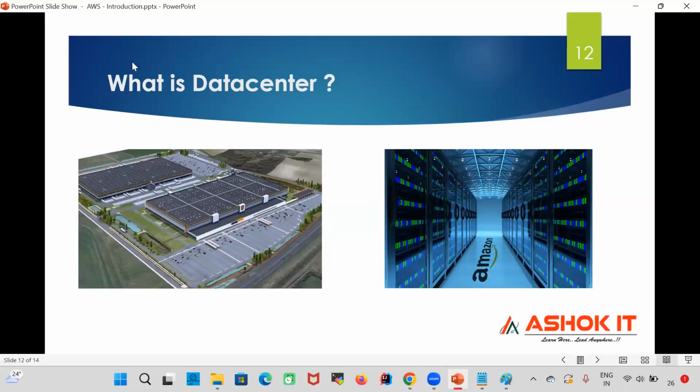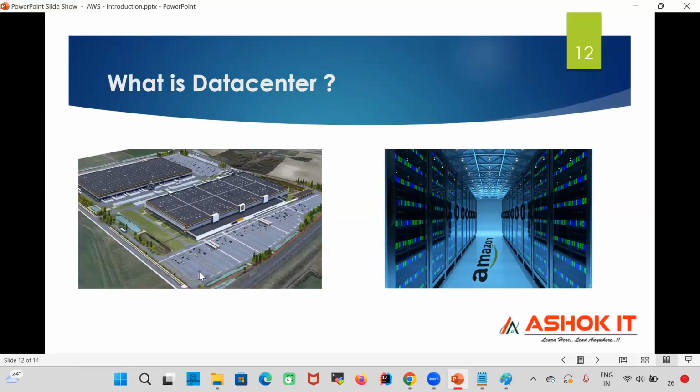AWS has data centers like this. What is a data center? A data center is nothing but a building which will contain AWS infrastructure. AWS gives us computers, databases, network, storage and security. How does AWS manage all that? That's where the data center comes into the picture. A data center is nothing but server rooms.